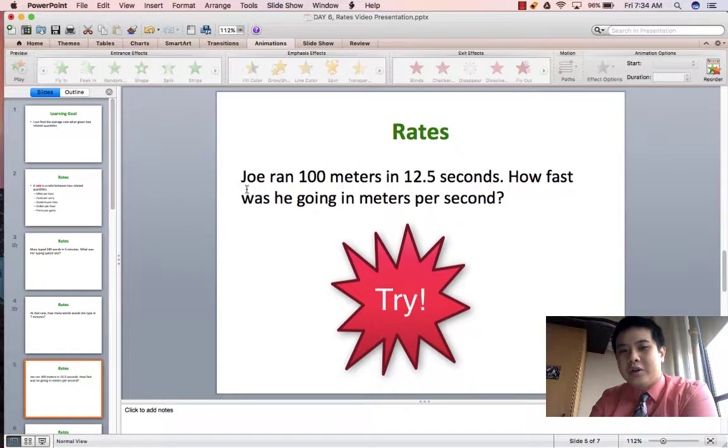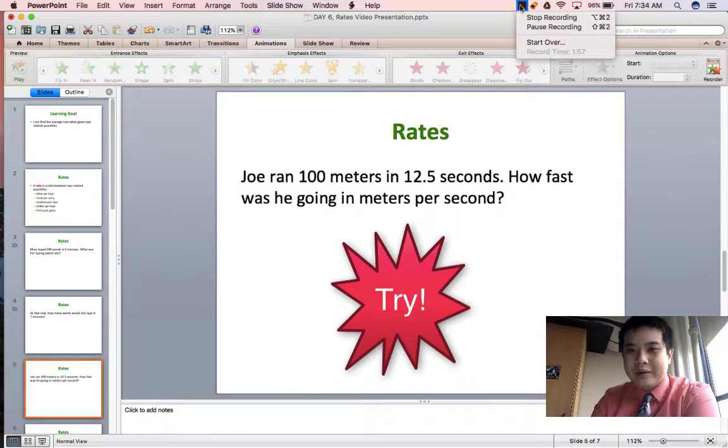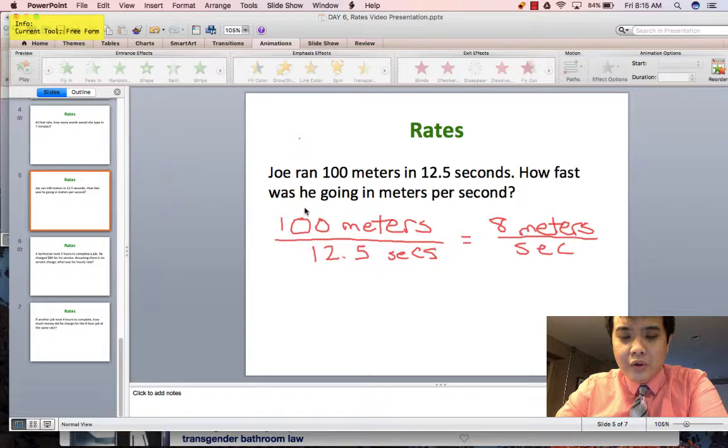Try this one on your own. Joe ran 100 meters in 12.5 seconds. How fast is he going in meters per second? Go ahead. What you should have found was that 100 meters divided by 12.5 seconds is 8 meters per second, because 12.5 goes into 100 8 times.